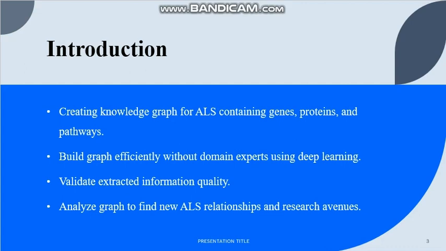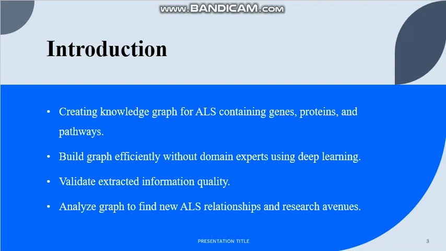For the introduction, amyotrophic lateral sclerosis, or ALS, is a devastating neurodegenerative disease with no cure. Traditional research methods face limitations in understanding complex diseases like ALS. Machine learning and knowledge graphs offer promising avenues for uncovering hidden connections and discovering novel therapeutic approaches.